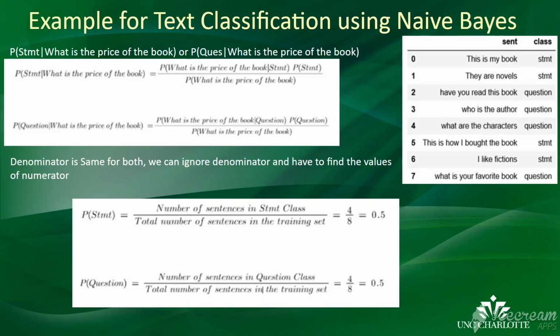So we have 4 by 8, that is 4 occurrences out of all occurrences, and we get the probability of 0.5. The problem here is that the new sentence need not appear in the class within the training set. In that case, the probability is 0. That is, since what is the price of the book did not appear in any of the classes in the training set, the probability is 0. So let us split the sentence into words and assume that every word in the sentence is independent of one another. That is, we are no longer looking at the entire sentence but rather at individual words. In that case, the probability of a word with respect to a class is the number of times the word appears in that class to the total number of words in that class.